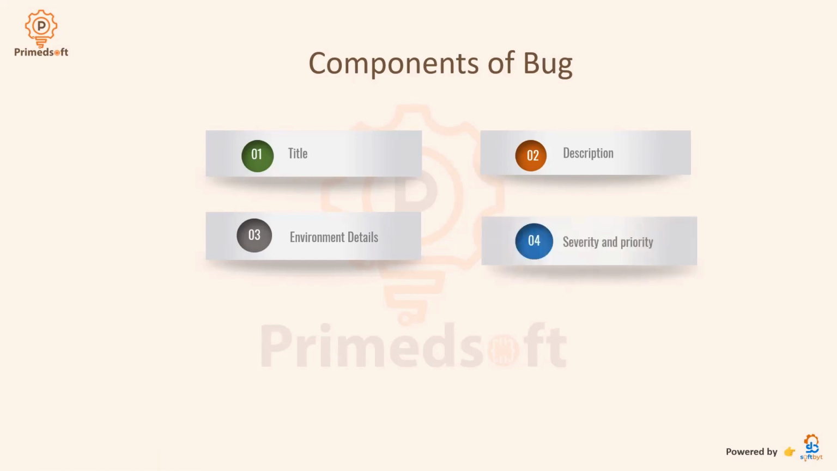Then the next one we'll have is severity and priority. I think this is the fourth time, if not more, that we mention severity and priority. And what is severity? Severity is the impact of the bug on the software functionality.